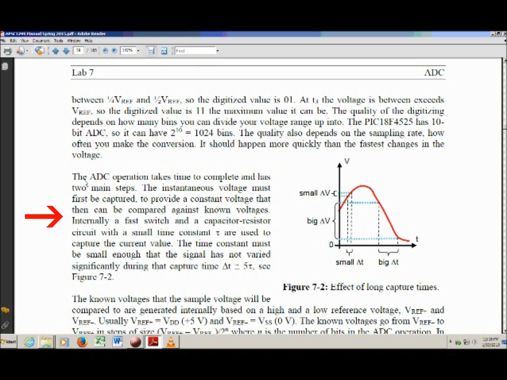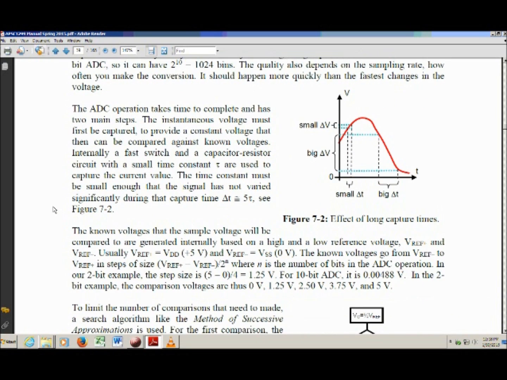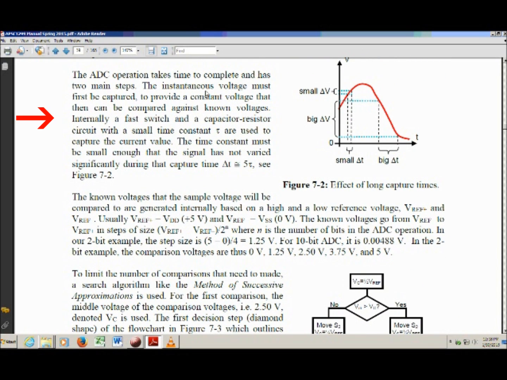So that's a lot better than 4 bins. Down here they start talking about the limitations on what your sampling rate can be. So let me scroll down just a touch to that. Here they note that there's actually 2 steps to how the ADC module grabs a voltage and then turns it into a digital signal. To grab the voltage, it's got a capacitor-resistor combination with a small time constant tau, and its capture time for getting a signal is about 5 times tau. So you don't want your voltage to vary significantly over that sort of a time scale.